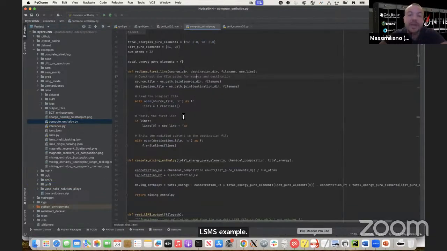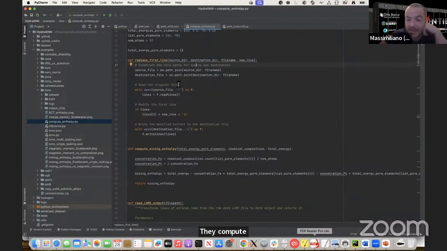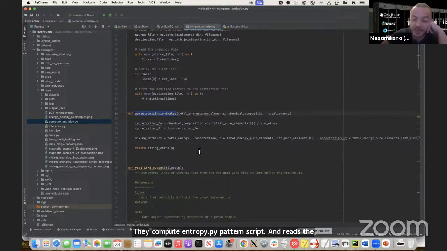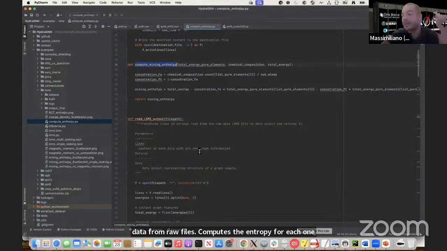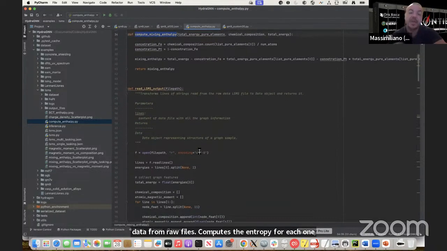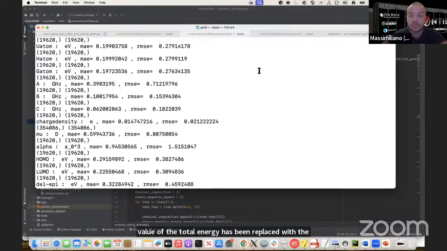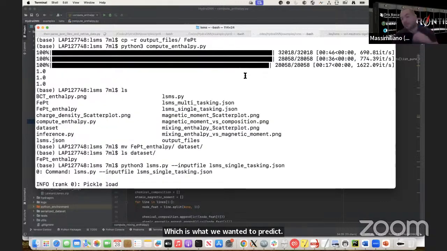The compute_enthalpy.py Python script reads the data from raw files, computes the enthalpy for each one of the data samples provided that are essentially atomistic structures, and then creates a duplicate copy of the data set where the value of the total energy has been replaced with the mixing enthalpy, which is what we wanted to predict. Again, I will fast forward in time a little bit. I already ran this code beforehand.